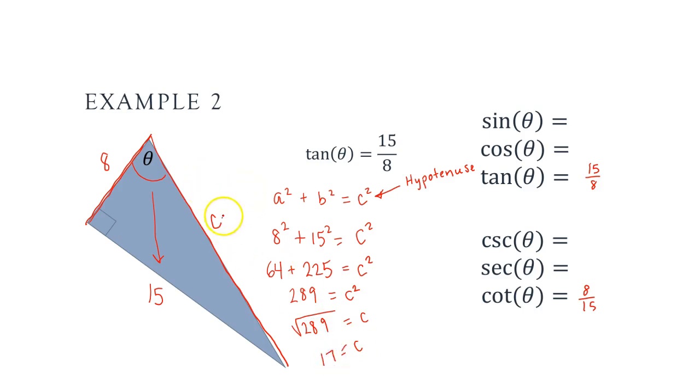And once I know that, I can fill in all of the rest of the ratios. Sine is opposite over hypotenuse. Cosecant is that flipped over. And cosine is adjacent over hypotenuse. And secant is that flipped over.